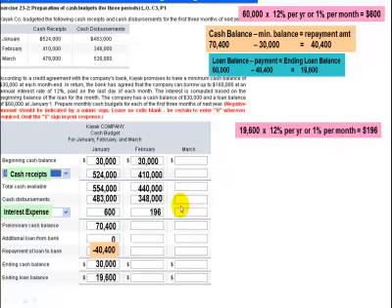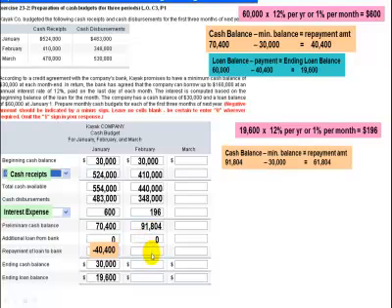Our preliminary cash balance, when we take what we had available minus our cash disbursements minus our interest expense, will give us a preliminary cash balance of $91,804. So we could pay back the rest of our loan here. We don't have to borrow anything additional, so that's a 0 in that spot.